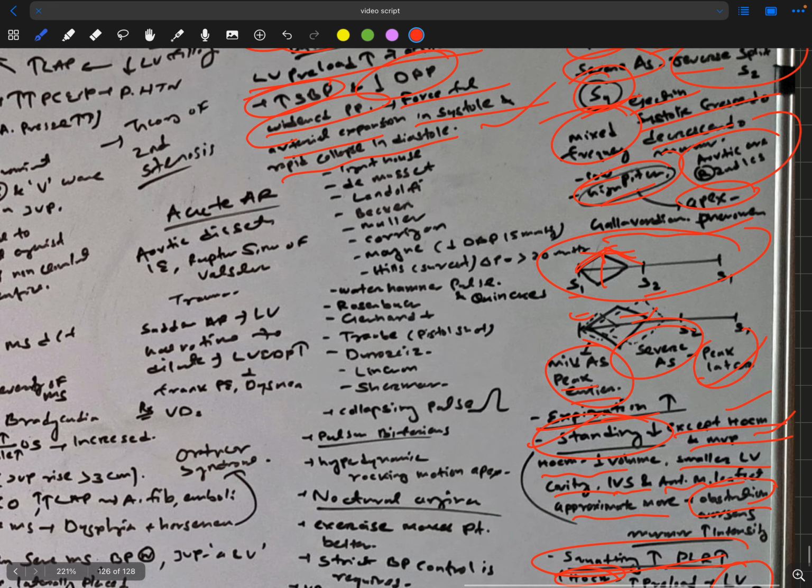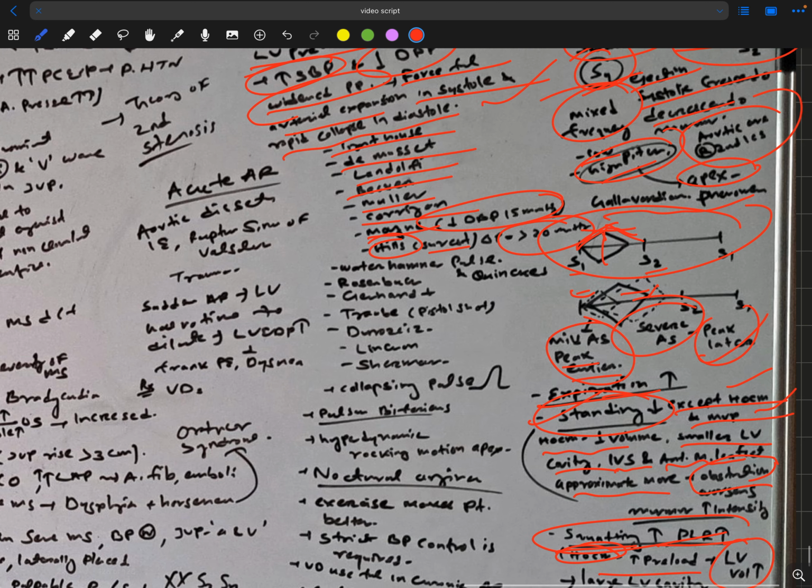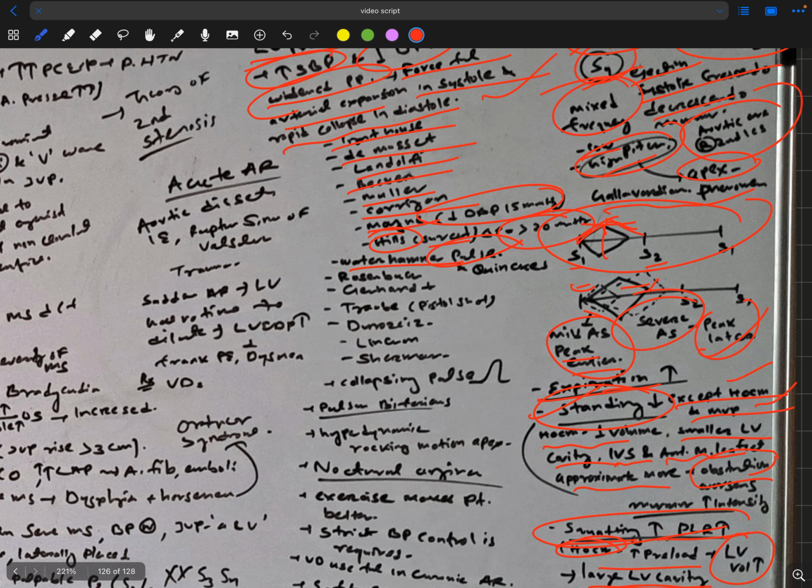So that will lead to some signs. Lighthouse sign is blanching of the forehead with each heartbeat. De Musset sign is nodding of head with each heartbeat. Landolfi sign is change in pupil size with each heartbeat. Becker sign is visible retinal pulsation on fundoscopy. Müller sign is pulsation visible on the uvula. Corrigan pulse is the dancing carotids. Mayne sign is decrease in diastolic blood pressure by 15 mmHg when one arm is raised. Hill sign is the surest sign, where the pressure difference between lower limb and upper limb is more than 20 mmHg. So water hammer pulse is found in case of AR.